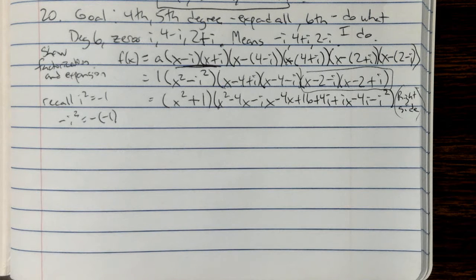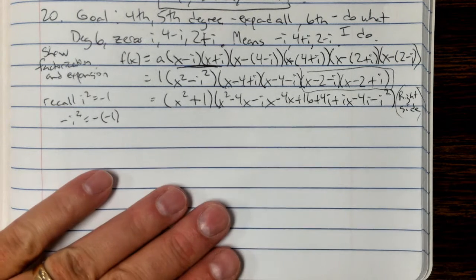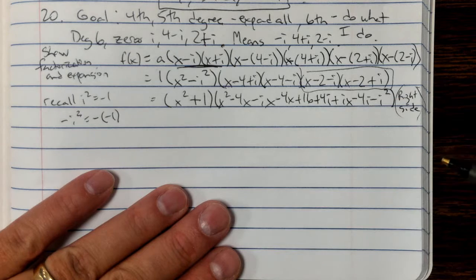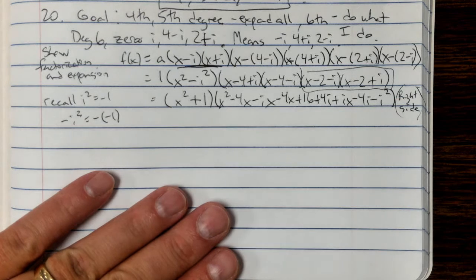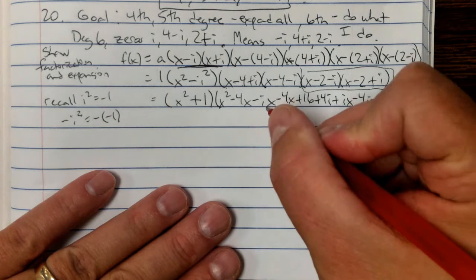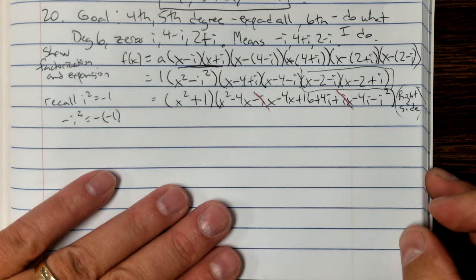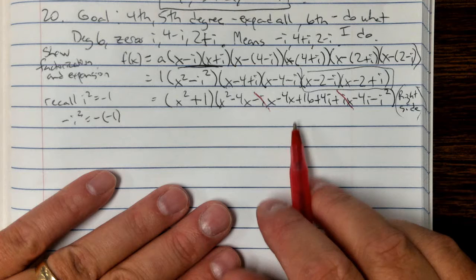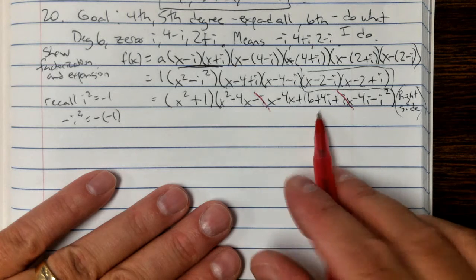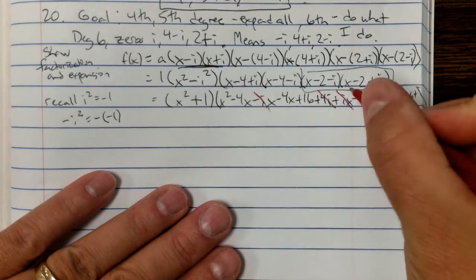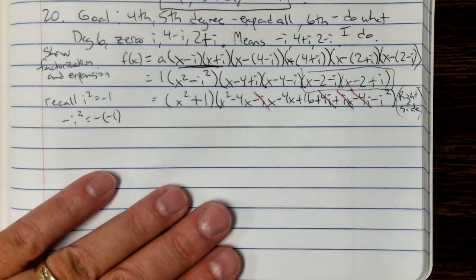But this is what our goal is, to start canceling things. That's how you actually know you did it right. I'm going to change colors. Negative ix and ix cancel, and 4i and negative 4i cancel.